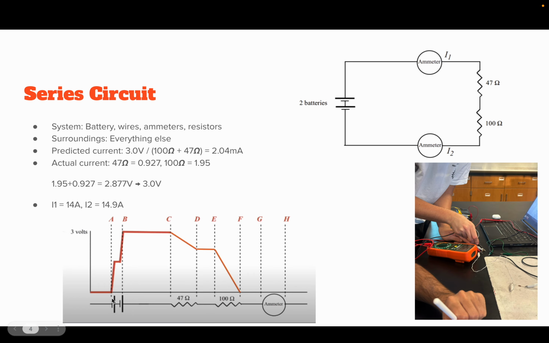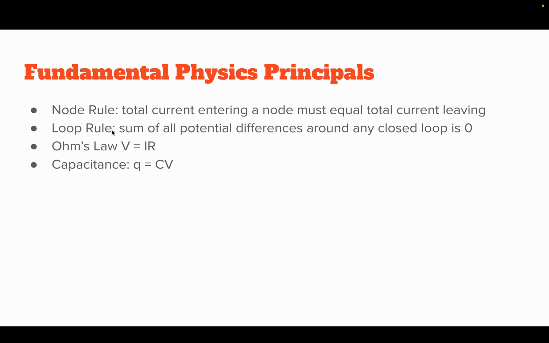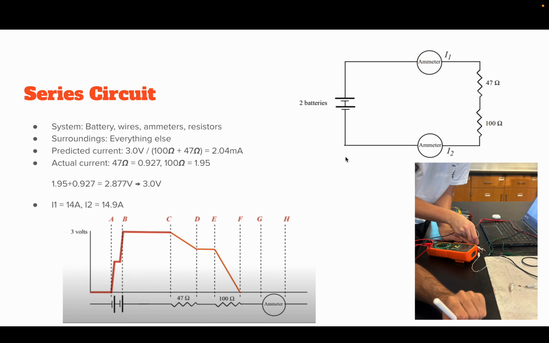So as you can see, it jumps up with these two batteries right here up until we hit the 47 ohm resistor. It'll drop about a volt, and it'll keep constant for a short little bit before it hits the 100 ohm resistor, and then that current is going to drop back down to zero, and it's going to remain at zero going back around the loop because the loop rule says that the sum of all potential differences must be zero. So that's just basically what this graph is showing right here.